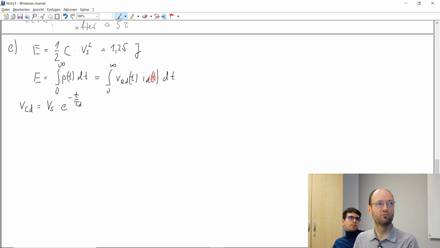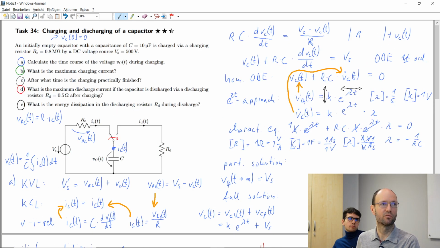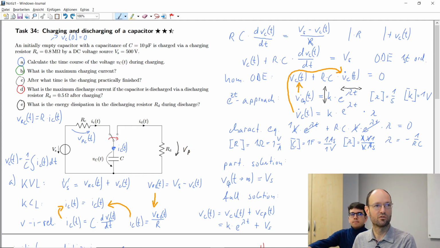Okay, so this is of course also the time function, and according to Kirchhoff's voltage law, it is the same voltage drop across this resistor. Let me draw this into the circuit. So this is the voltage that we are talking about right now: the discharge voltage across this discharging resistor as a function of time.